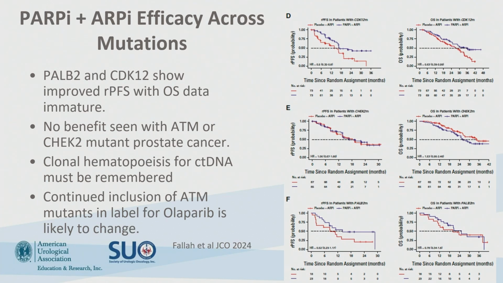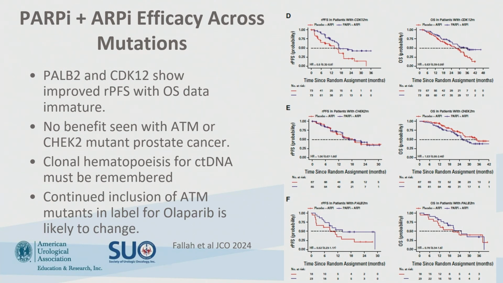Again, a meta-analysis pulling together all of these studies could give us higher numbers of these mutations, which tend to be rare and are not going to be definitively understood in any single study. And actually, even in a meta-analysis, it's not definitive. But what we do see is that PALB2 and CDK12 do appear to have improved radiographic progression-free survival and maybe overall survival, but this data is still immature. No benefit seen in treatment of these patients with ATM or if they have CHEK2 mutations, again, I think to be explored.